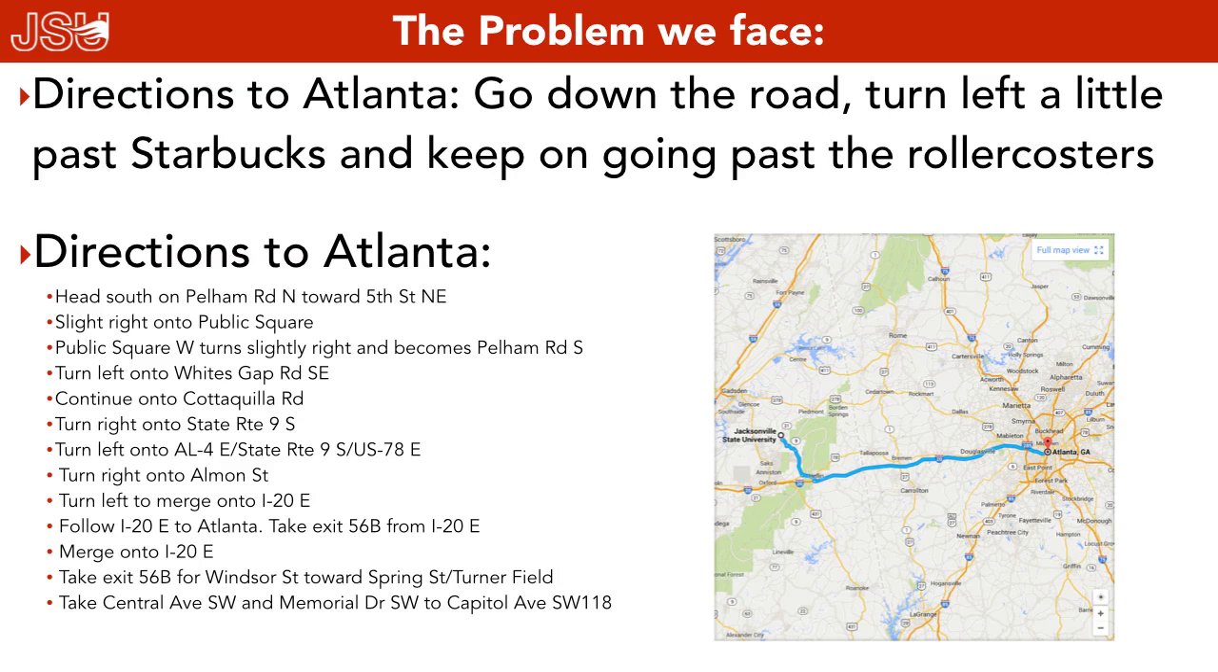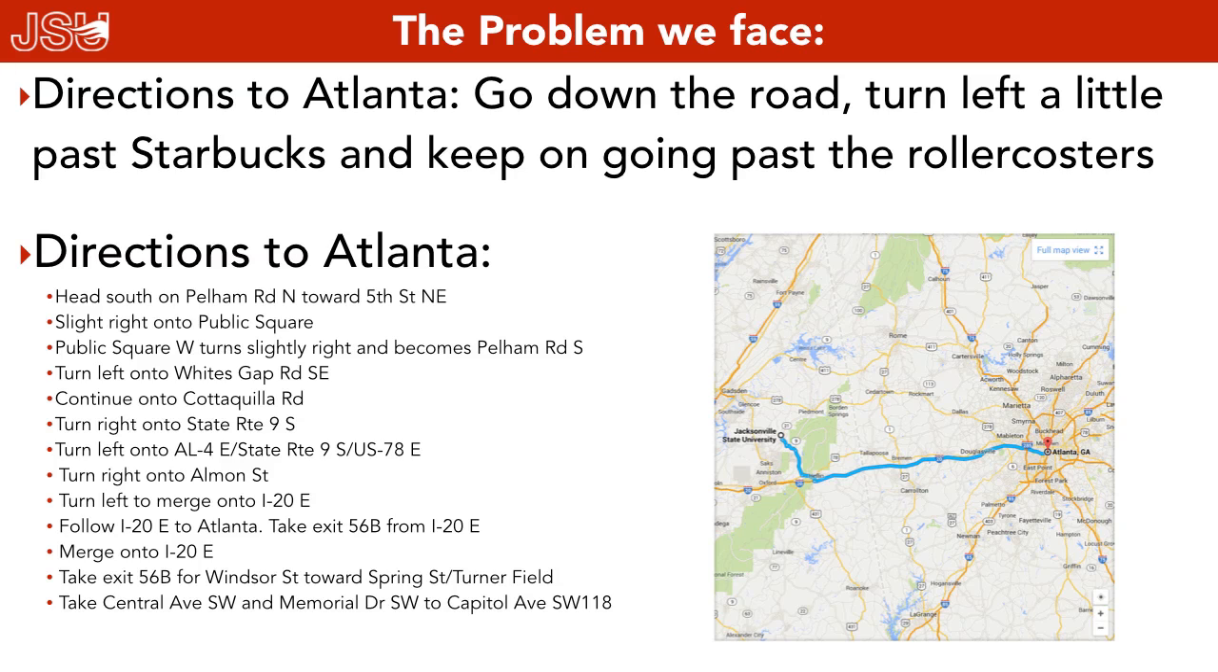Okay, so for example, if I want to tell you how to get to Atlanta, I might say, go out here and turn to the left and go past Starbucks and turn to the right and go around in a circle and then keep on going past the Ferris wheel and the roller coaster and you'll be in Atlanta. That works, right? That's an accurate description going down I-20. But it's not a very satisfying answer. Well, not to me at least.